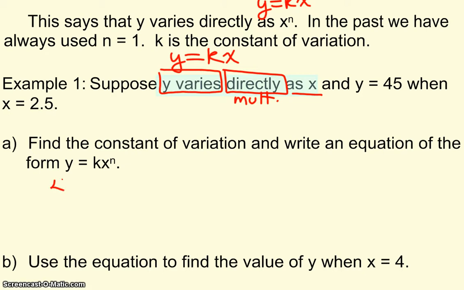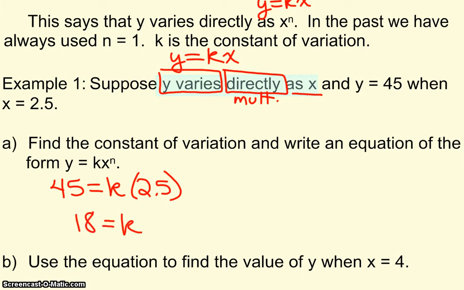So I know that y is 45, so I have 45 equals k, which I don't know, times 2.5, since y equals 45 when x is 2.5. Doing the simple division there, I get k equals 18. This means the general formula for this problem is y equals 18x.